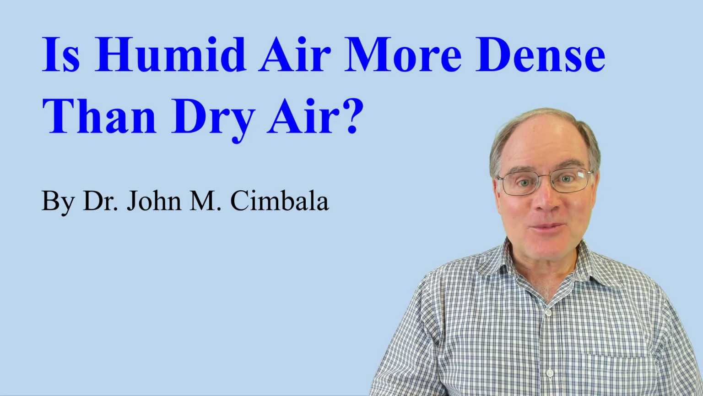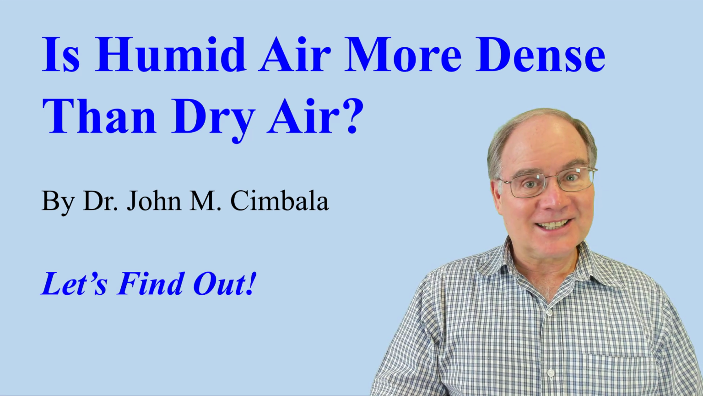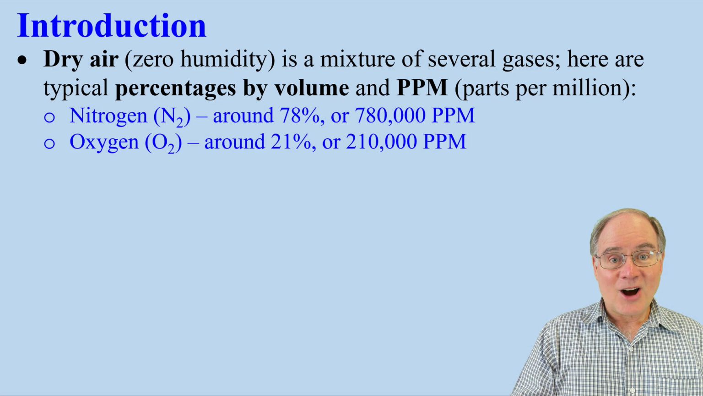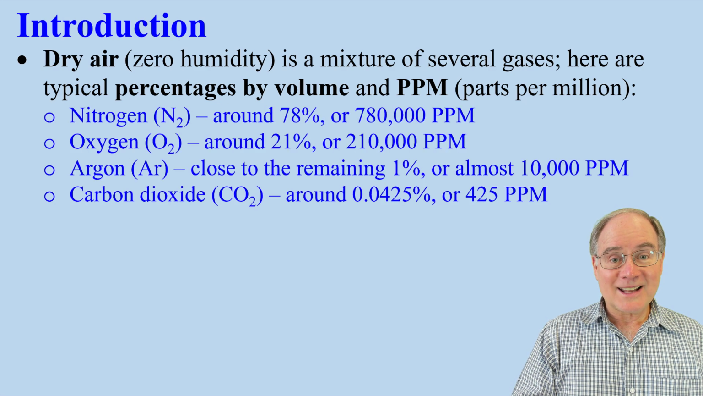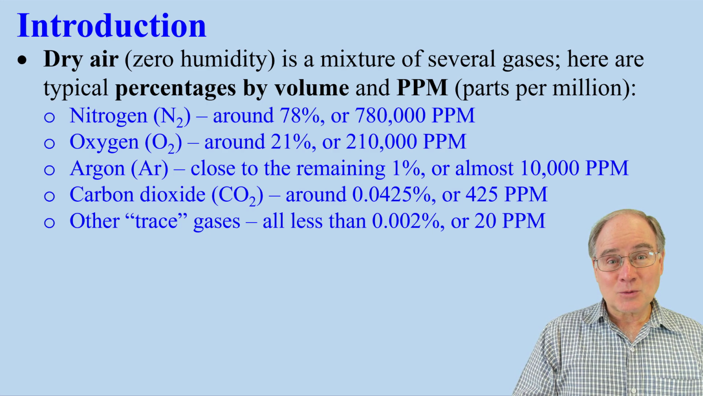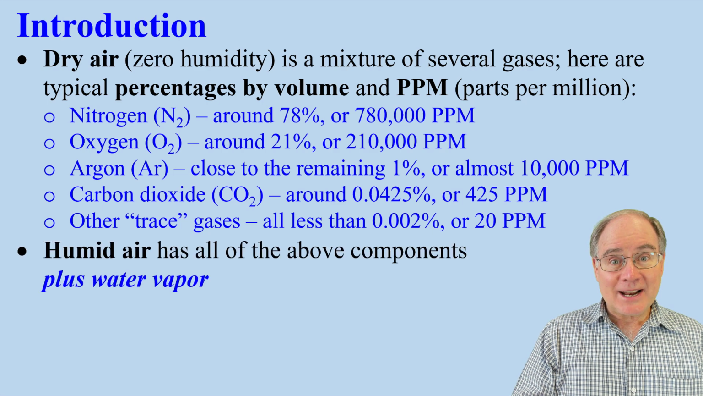Is humid air more dense than dry air? Let's find out. Dry air, meaning zero humidity, is actually a mixture of several gases. Here are typical percentages by volume fraction and ppm: nitrogen, oxygen, argon, carbon dioxide, and other trace gases. We'll ignore those in our analysis since they're less than 20 ppm each. Humid air has all these components plus water vapor.